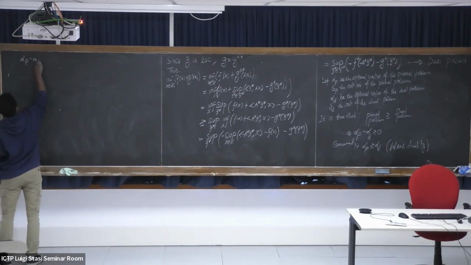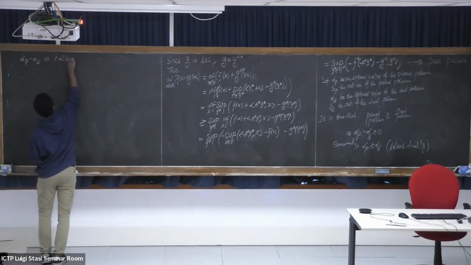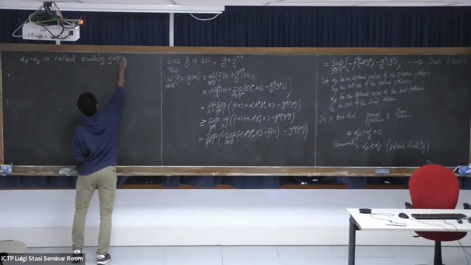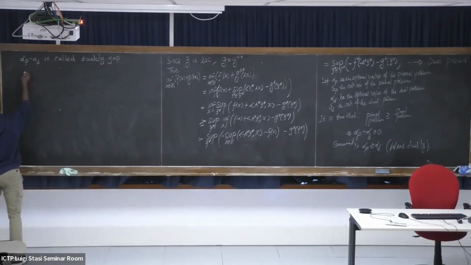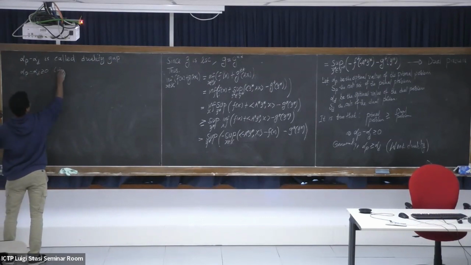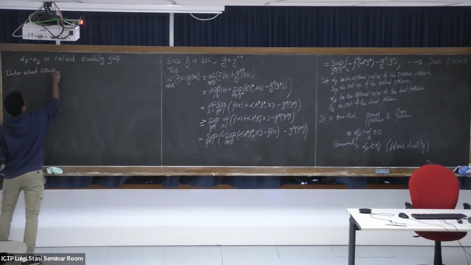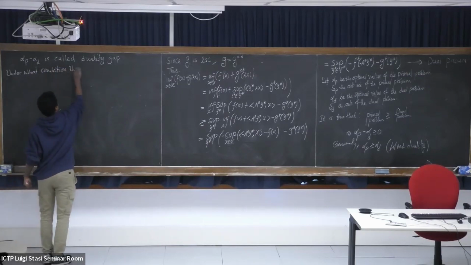Alpha t minus alpha d is called the duality gap. It is greater than 0. This is weak duality. So our question is: under what condition is the duality gap 0?